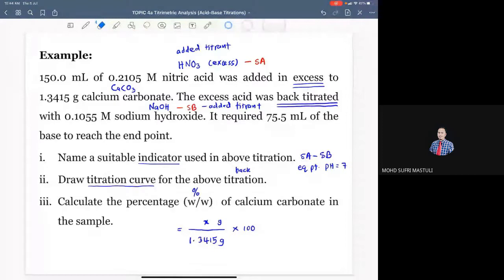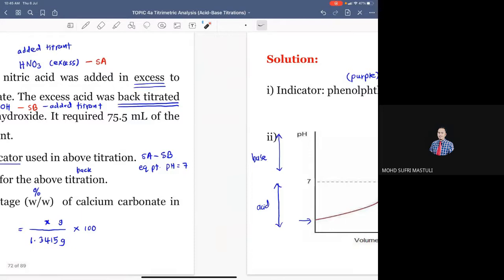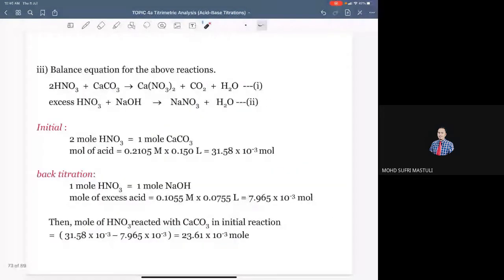Okay, let's continue. Now, the question is to calculate the percentage weight per weight of calcium carbonate in the sample. As I said just now, you have to determine what is the real amount of calcium carbonate in the sample by using the titration. In this case, we do double titration, direct titration and back titration. Okay, how to do it?